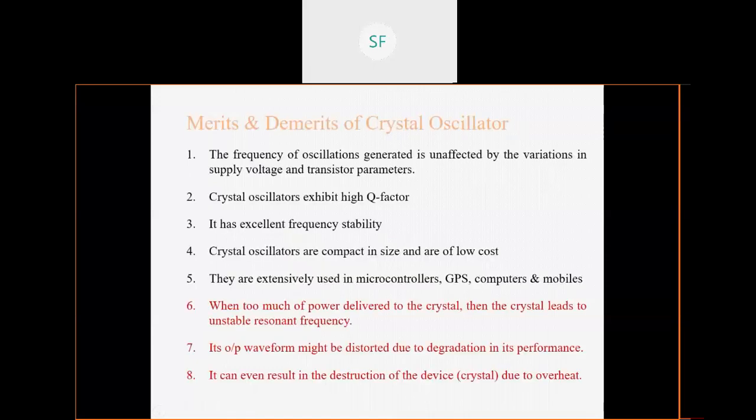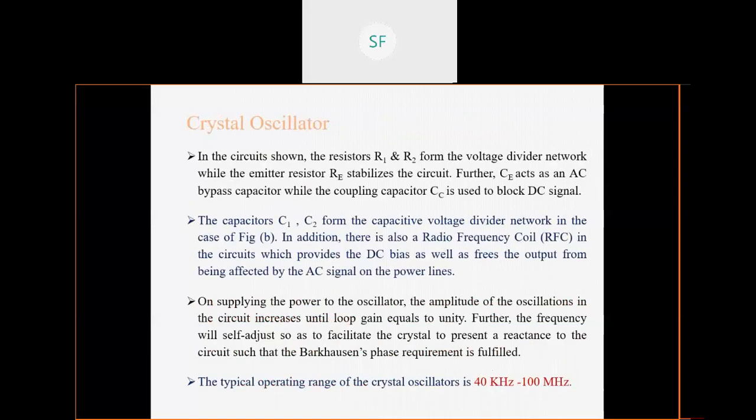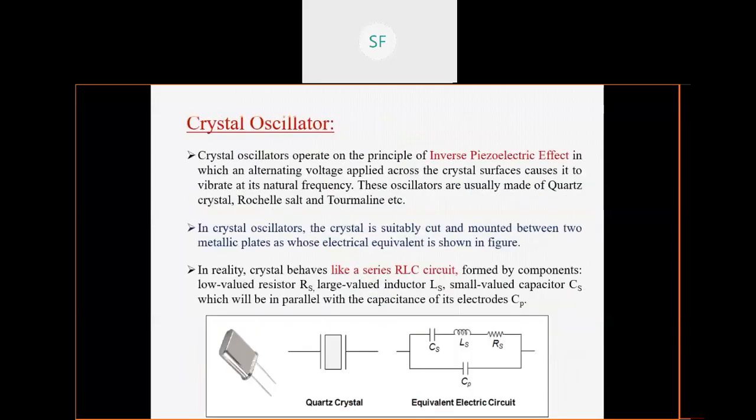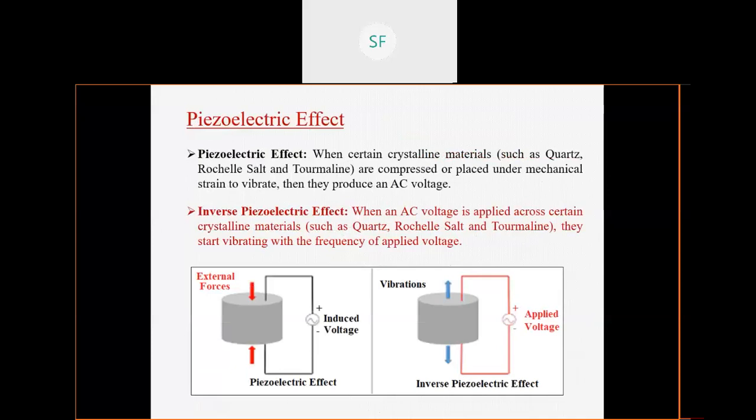I will just make a recap one more time of what we have studied in this session. We have discussed what is the piezoelectric effect and what is the inverse piezoelectric effect, and we have understood that the crystal oscillator works on the inverse piezoelectric effect. Mainly the crystalline materials used are quartz, Rochelle salt and tourmaline. And what is the inverse piezoelectric effect? When you apply an AC voltage across the crystal, it will start vibrating with some frequency.